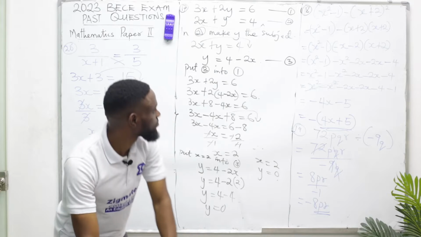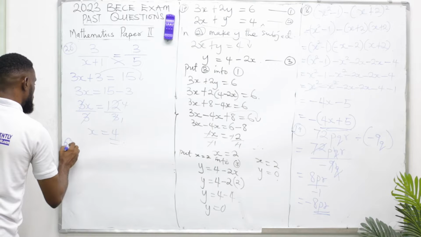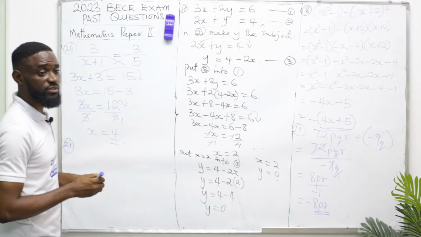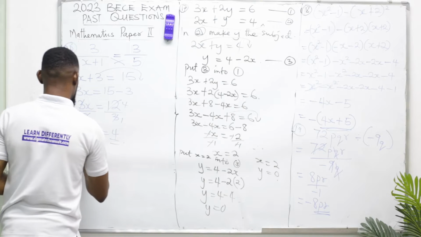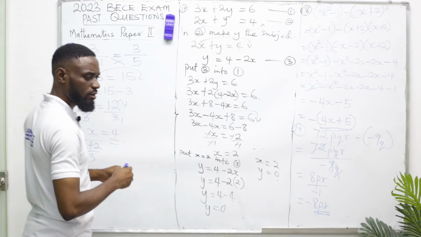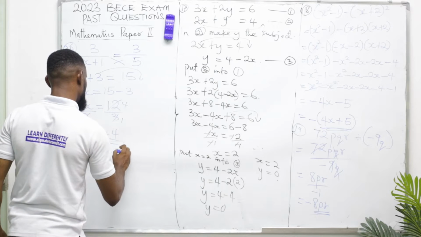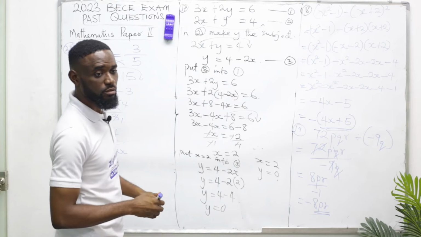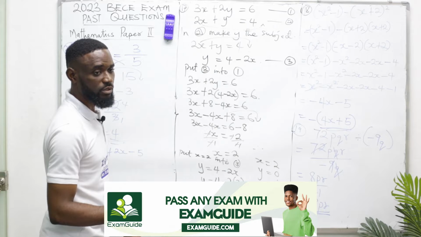Solve the equation. 21. Solve the equation x plus 2 over 3, x plus 2 over 3 plus 2x minus 5 is equal to 5.